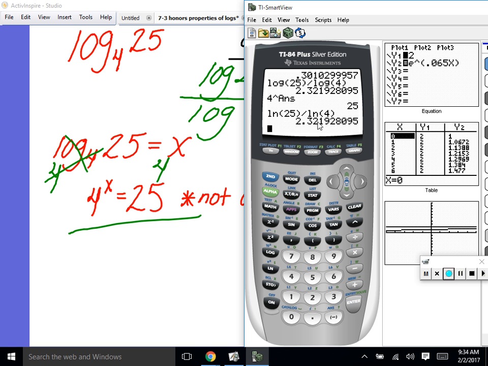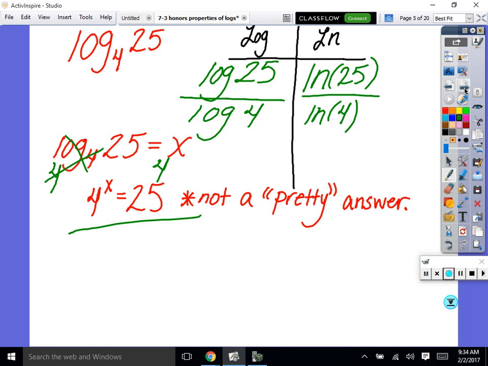And we get that same decimal. So either way will work. So look at this one.